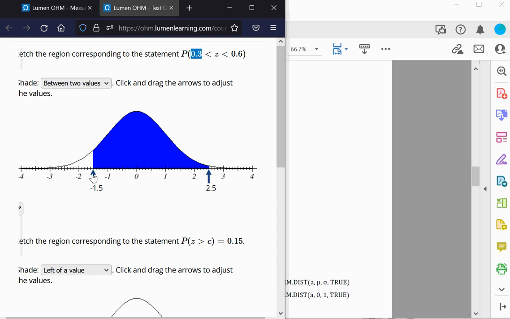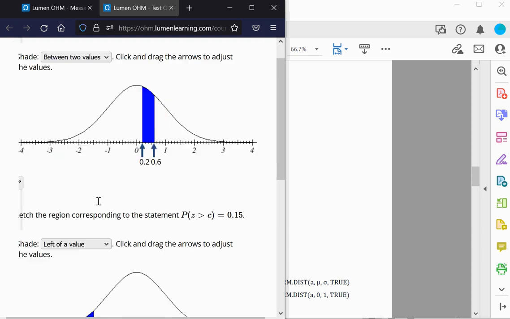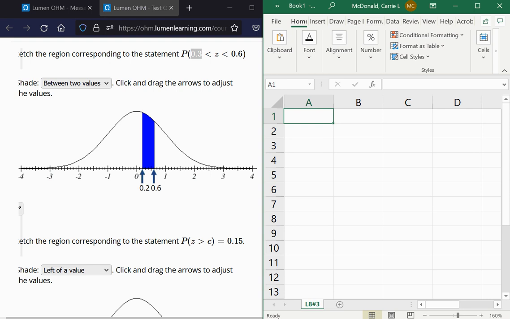So when it's a between area like that, we'll choose between two values, and we'll simply line it up with the values. So on the left, we'll put it at 0.3, and on the right, we'll put the right boundary at 0.6, and that shows us what we're looking for, this little sliver here. And then we're going to actually find the probability and enter it. So we have our lower boundary and our upper boundary, and then we'll put those numbers here.